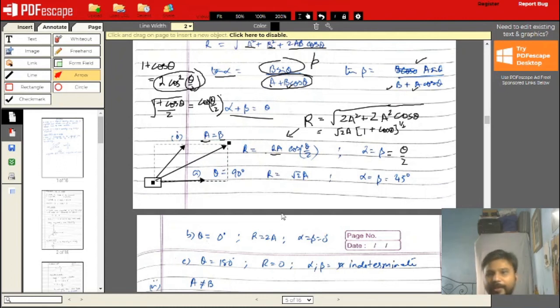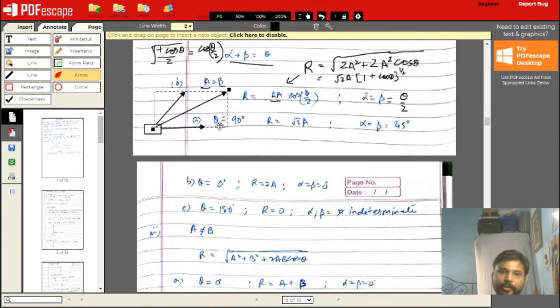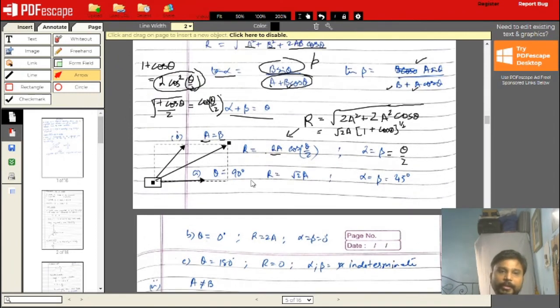So this is what this fact is saying, that if alpha is equal to beta, then the resultant vector would be bisecting the angle between the two vectors. Now we have to simply plug in some general quantities. Let's say, what if theta is 90 degree. Then we put theta over here, cos 45 degree. The cos 45 degree is 1 by root 2. So this becomes root 2.